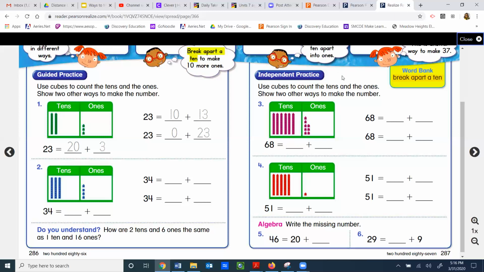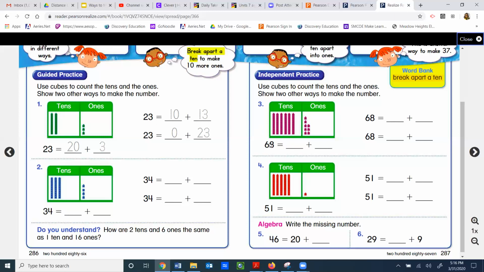Let's go to the independent practice. It says use cubes to count the tens and the ones and show the other ways to make the number. Now, I didn't say this for the other set of directions. They said the same thing, use the cubes. There are cubes drawn on the pictures for you. If you want to do your own thing and you want to draw your own pictures, then you can just make your own like I showed you in the PowerPoint.